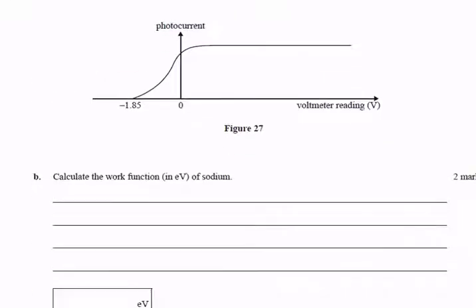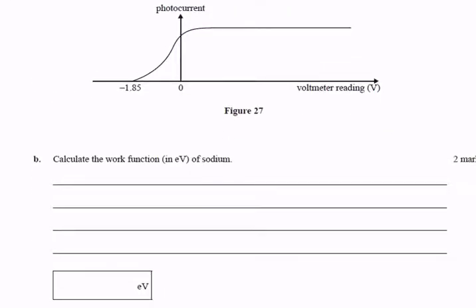I've got the graph up here again, so it'll help us with this one. Calculate the work function of the sodium. So we've got the kinetic energy max, and we want to find work. What's a formula that has kinetic energy max and work in it? Turns out it's kinetic energy max equals hf minus work function.